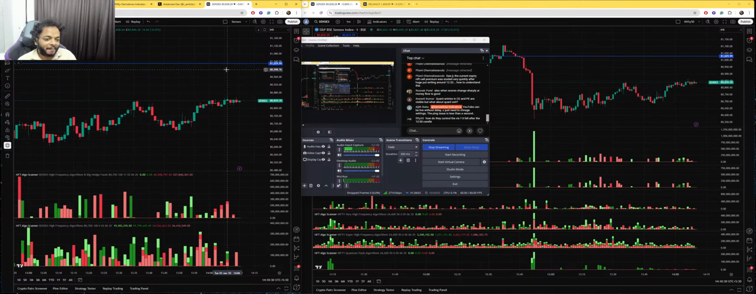So the main point is that on TradingView, Pine script is where all these codes run. Like you have Python, you have Java, you have Pine script. The thing is that it has a limitation of 40 symbols at a time.